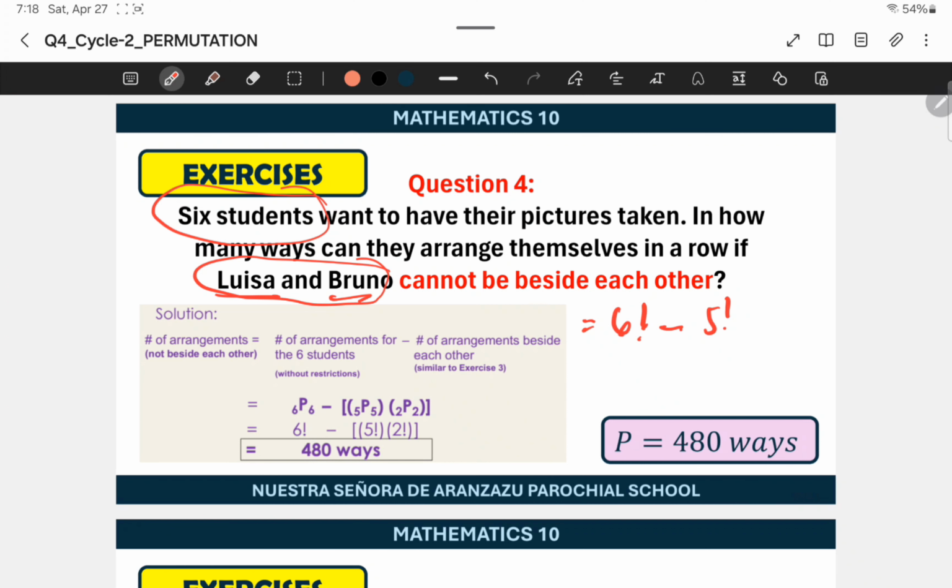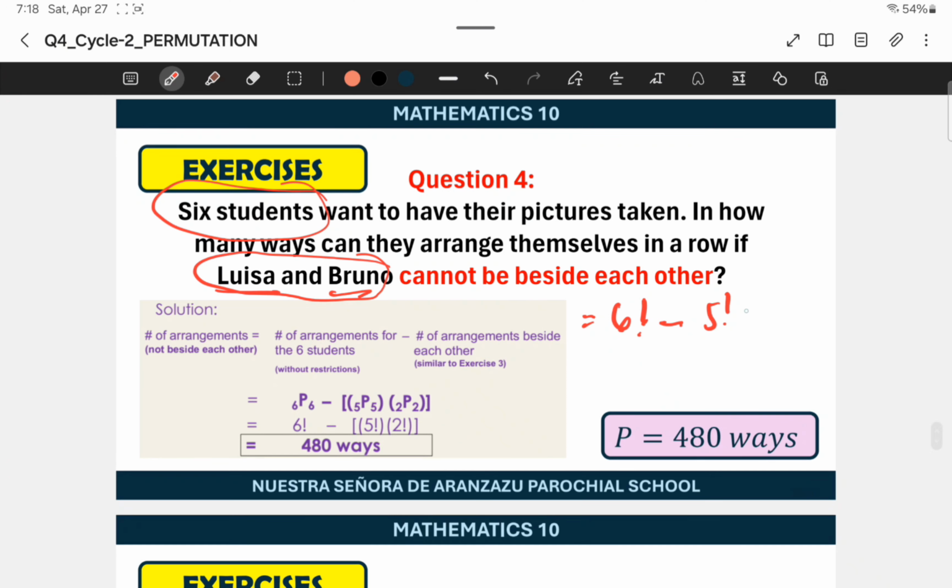Then, kunin mo din yung arrangement na si Luisa and Bruno, yung arrangement nilang dalawa. And that is 2 factorial. So, para ma-solve yan, 5 factorial times 2 factorial, that is 240. And 6 factorial is 720. So, 720 minus 240, that is 480 ways.